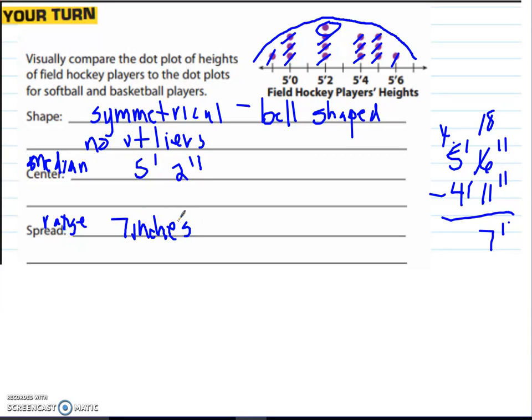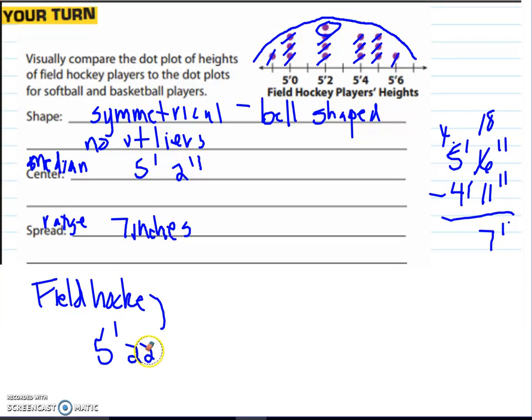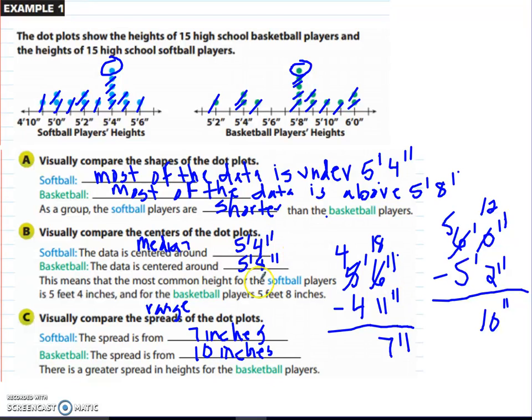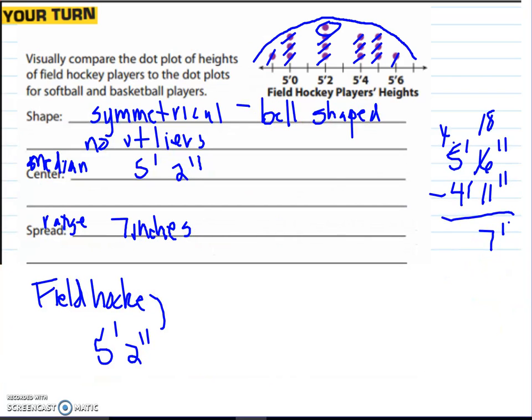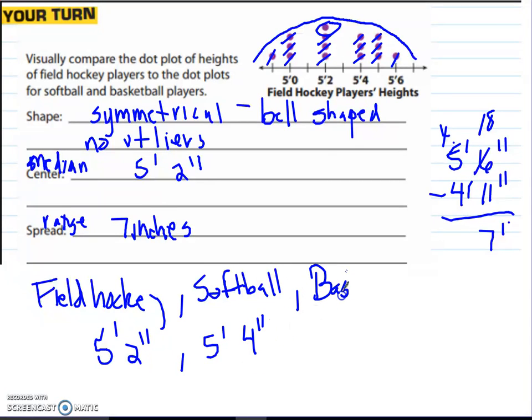So something that you can conclude is that field hockey players are typically the shortest, with heights of 5 foot 2. Then after field hockey comes your softball players at 5'4", followed by your basketball. So after field hockey is softball. Softball is 5'4". And lastly is basketball. Basketball is typically 5'8".